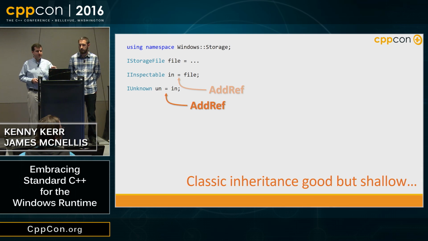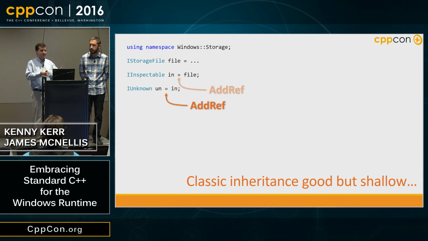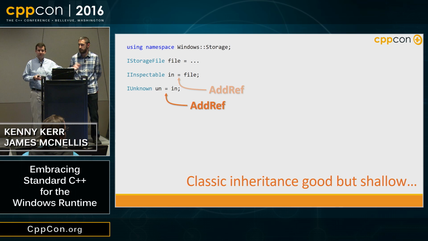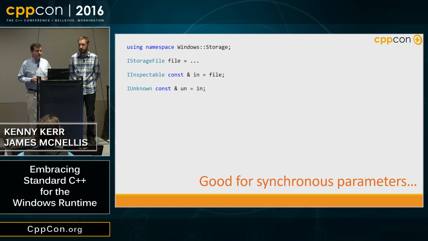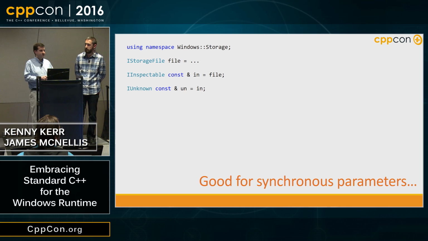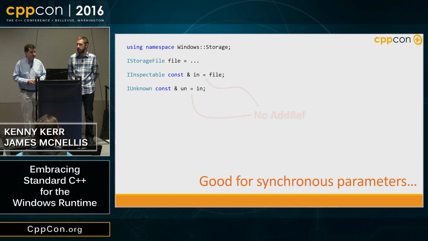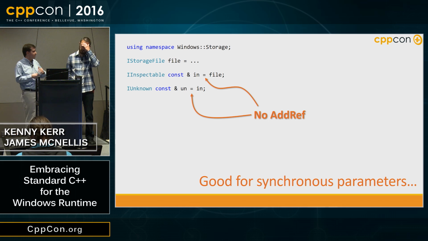You wouldn't particularly want to do this as local variables because since the file is derived from IInspectable, you can certainly get at all of its IInspectable functionality just through file. But this would be useful, for example, if you have a collection of IInspectable things or if you have a function that takes an IInspectable as a parameter. Similarly, you can use const references. So for example, a file is implicitly convertible into an IInspectable. And so in this case, there's actually no addref. The references give you the reference behavior that you would actually expect.